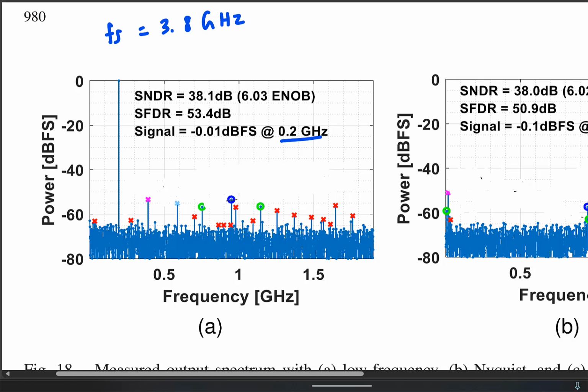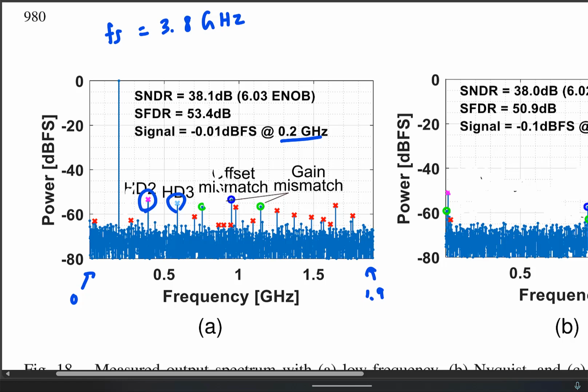0.4. Again, this is basically a DFT, but they have mapped it back to continuous time frequency, starting from 0 to fs by 2, that is 1.9. Because bin number doesn't make a lot of intuitive sense, you map it back to the corresponding continuous time frequency in the final plot. So 0.4 is somewhere maybe here. Third harmonic is 0.6, somewhere here, and that is the reality also.